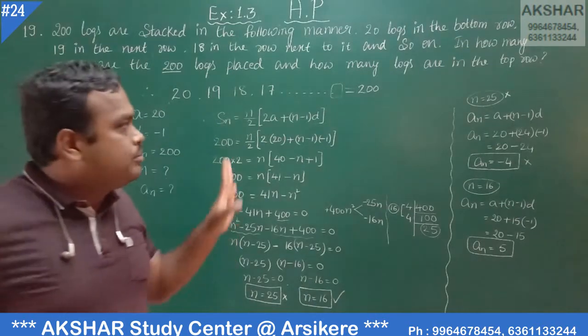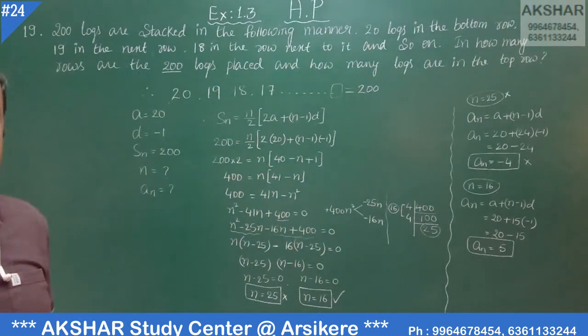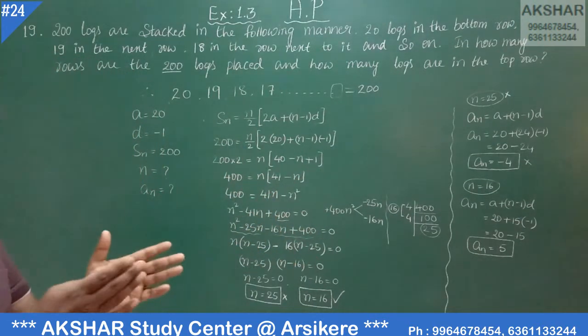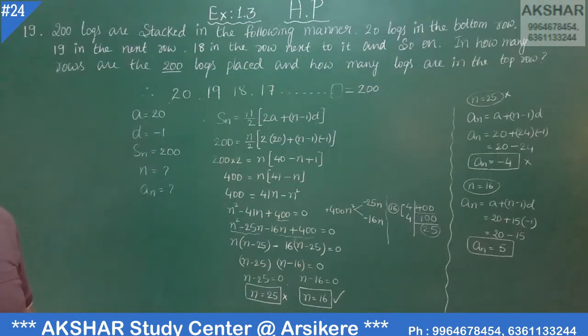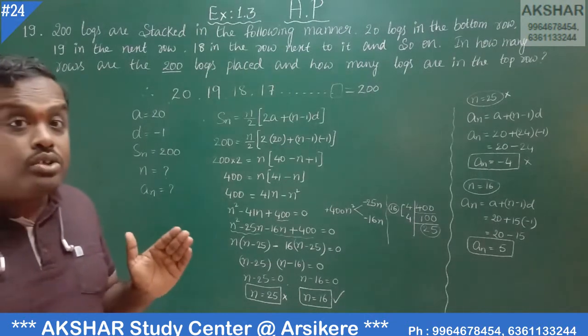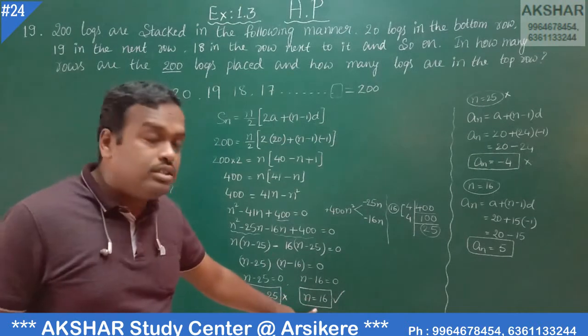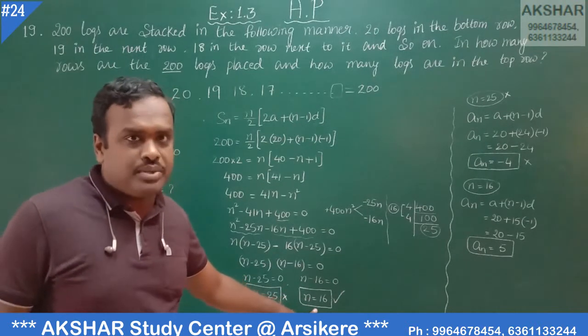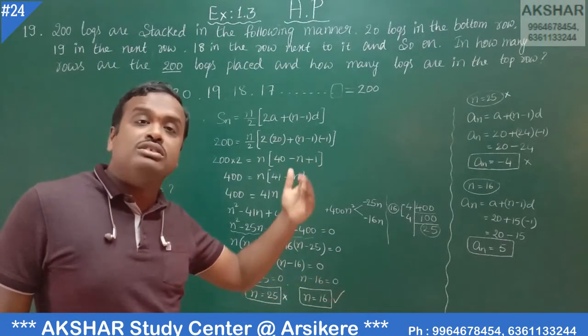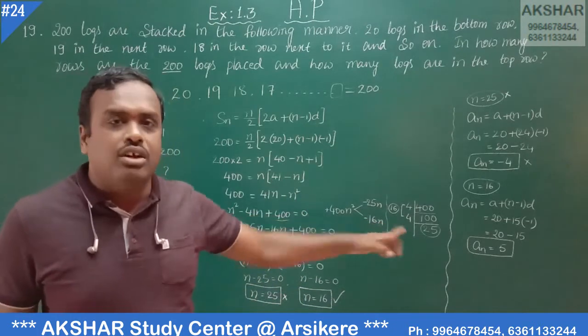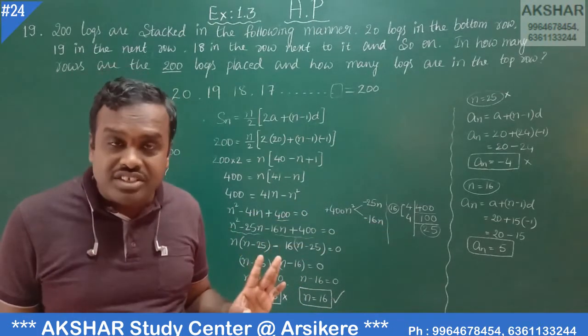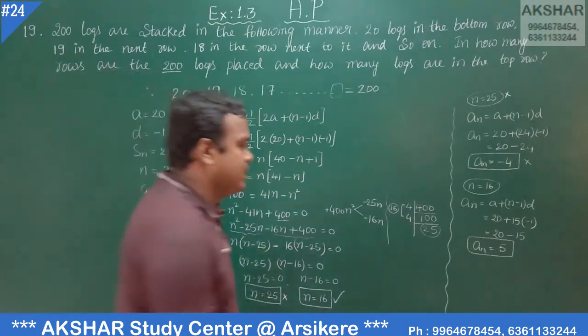Okay children, by observing this problem we came to know that if we arrange the logs in such a manner, how many rows are possible? There are 16 rows possible. And what is the number of logs in the top row? There are 5 logs in the top row. Clear children? Yes, we can conclude here.